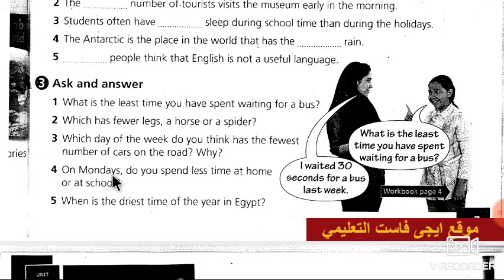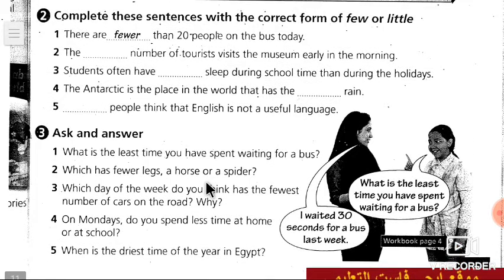Number 4, on Mondays, do you spend less time at home or at school? On Mondays, I spend less time at school. When is the driest time of the year in Egypt? I think it's in summer. Okay, we have done with part 2, unit 2.